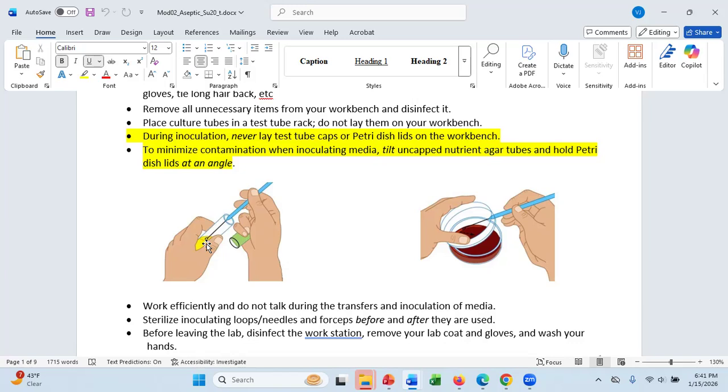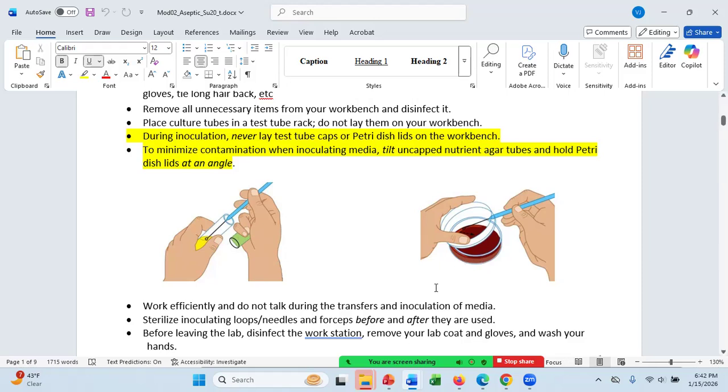Work efficiently. Do not talk when you're working. You don't need to wear a mask, although a mask will prevent you from breathing on anything. But the thing is, the air is contaminated already. So a mask won't help you that much because most of the things falling out of the air are already in the air. So what you want to do is work quickly, work this way so you have minimal risk, and then quickly put on the lid, and then you don't have any further risk.